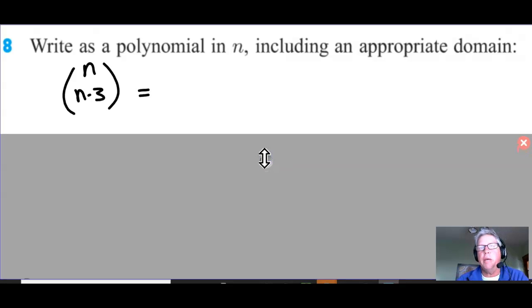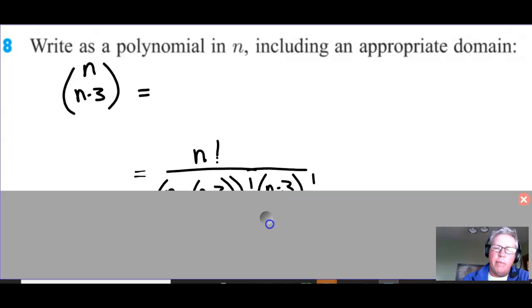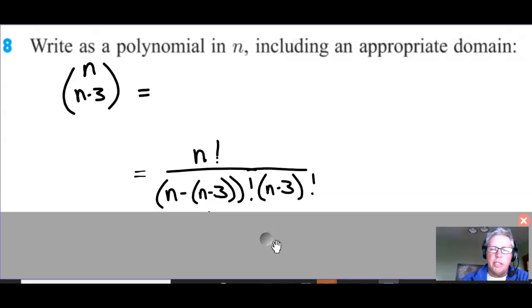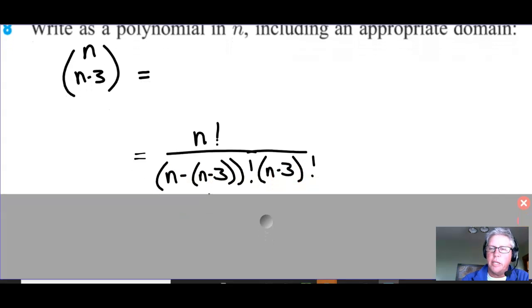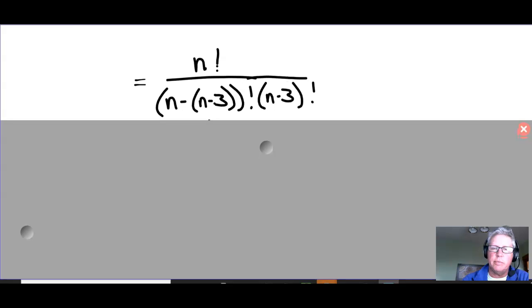Alright, so sometimes, whoa, we just got out of a chapter of polynomials. Is that really a polynomial? Is that a way to write a polynomial? Well, it is. If we plug it in, we put the top, n factorial, we subtract the 2, and then whatever that thing is, in this case n minus 3 factorial.